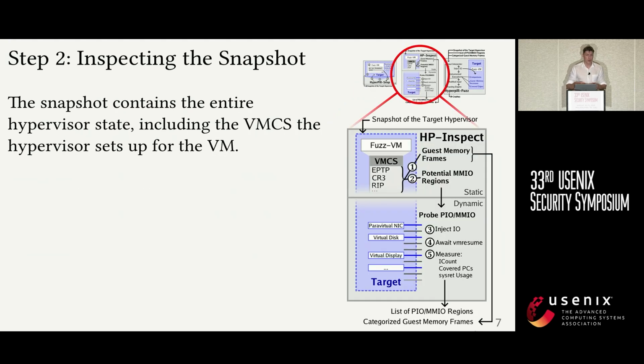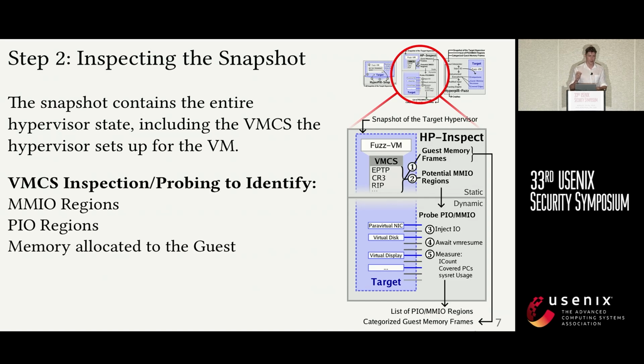So in the second stage, we inspect the snapshot. Our snapshot contains all of the memory state and the register state of the hypervisor, and it contains the information about the VMCS as well. So by looking at the VMCS and by performing some probing as well, we can identify the memory mapped I/O regions, the port I/O regions, and the memory that the hypervisor allocated for the guest to use.